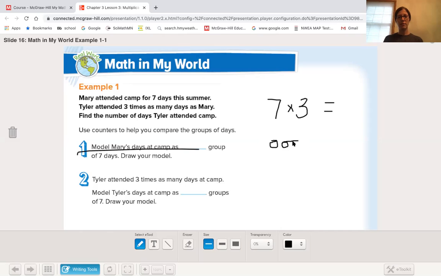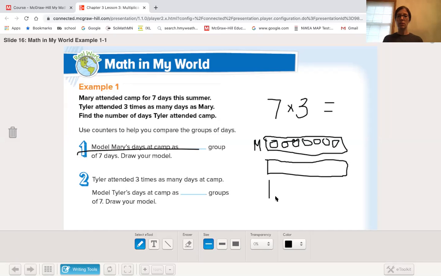Oops, sorry guys, my hand is dragging. 1, 2, 3, 4, 5, 6 and 7. 7 days. Okay, that was Mary. Tyler went 3 times as much as Mary. So if Mary has 7 and Tyler went 3 times as that, I'm thinking I need 3 of those. So go ahead and visualize the counters 3 times.